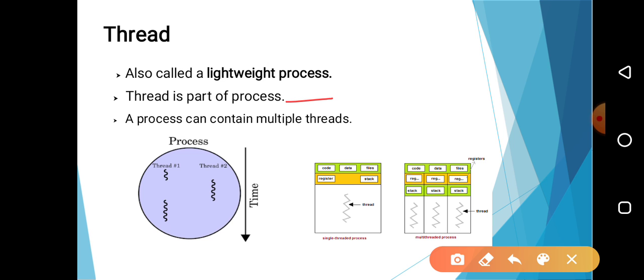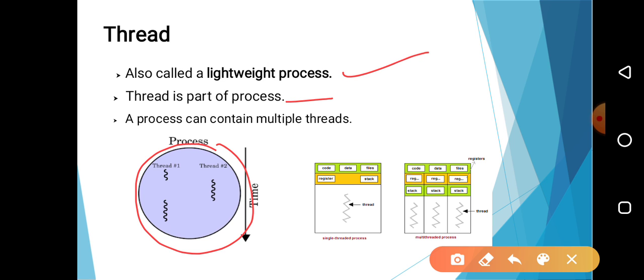So my MS Word has one thread for inserting the image, one thread for spelling checking, and one thread for font checking. These threads are part of the process. The thread is a part of process, or you can say it's a lightweight process. It's not compulsory that one process has only one thread. One process can have multiple threads inside it. As you can see in this circle, a process consists of multiple parts, and those parts are called threads.